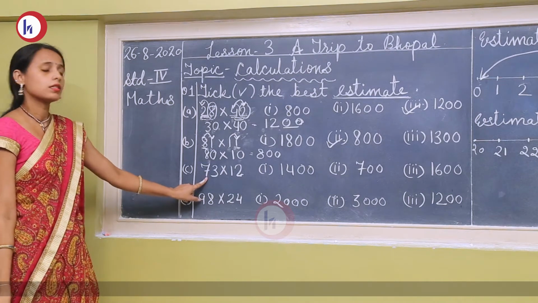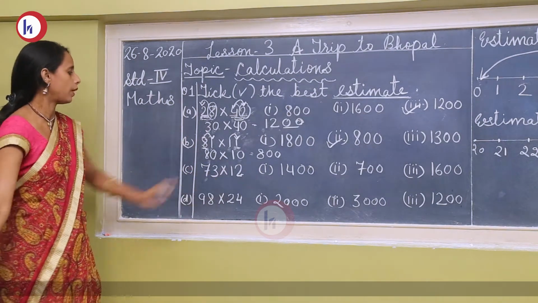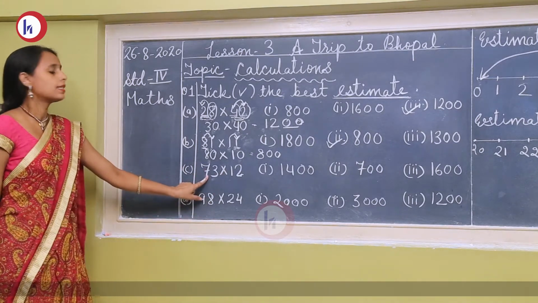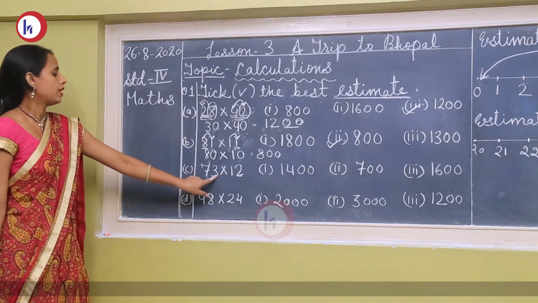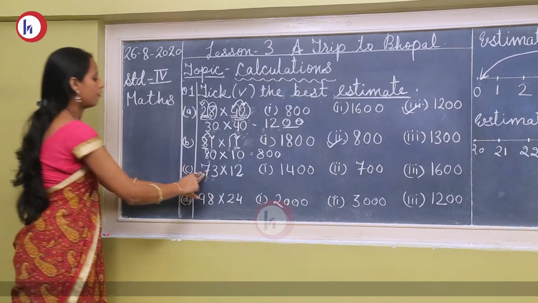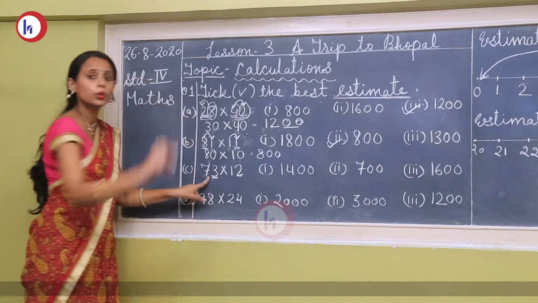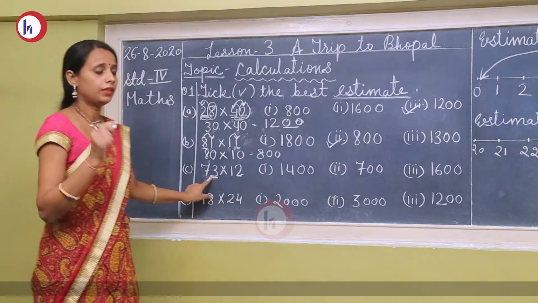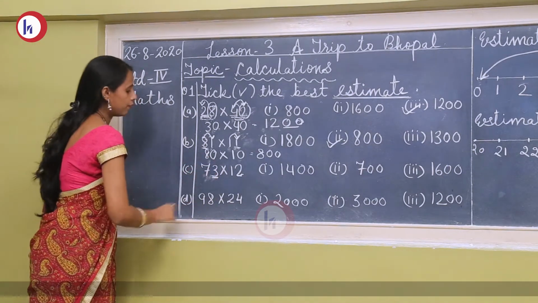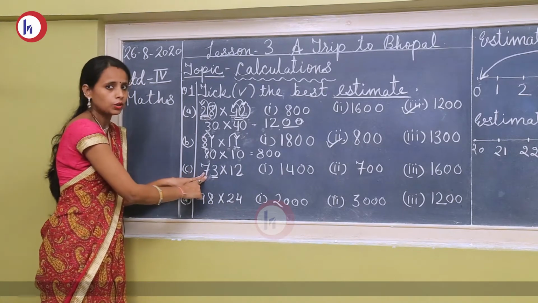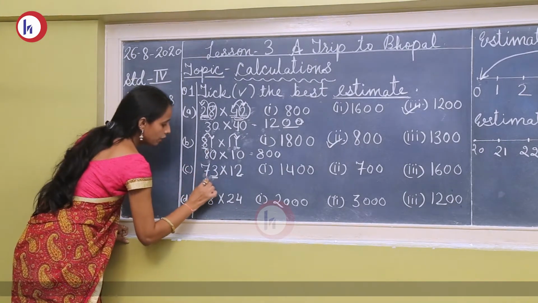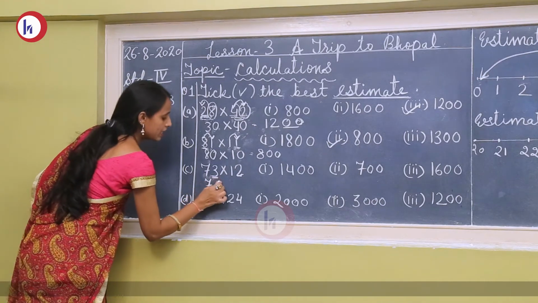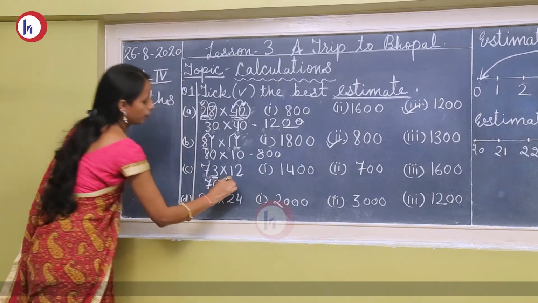Then after this, 73 multiplied by 12. See the first number 73, and the first digit is 7. After the first digit, that is the unit place, it is 3. Is it less than 5 or more than 5? Yes, it is less than 5. So will it be increased or not? No, it will not be increased, it will stay the same, 7. Then the 3 will be changed into 0.